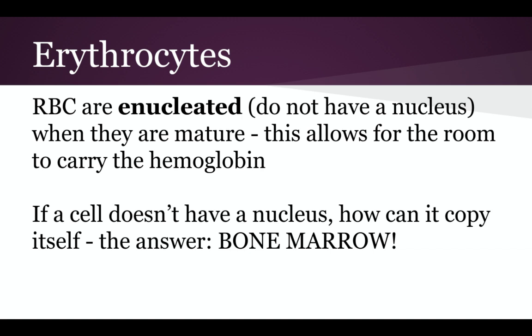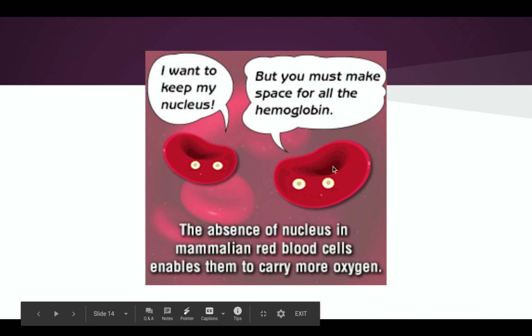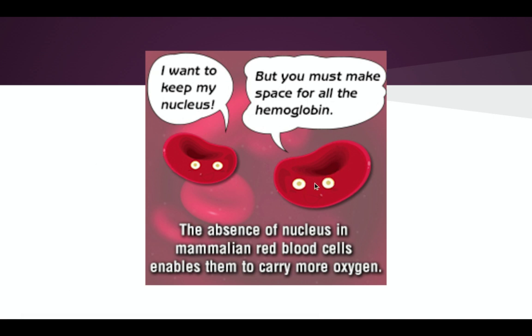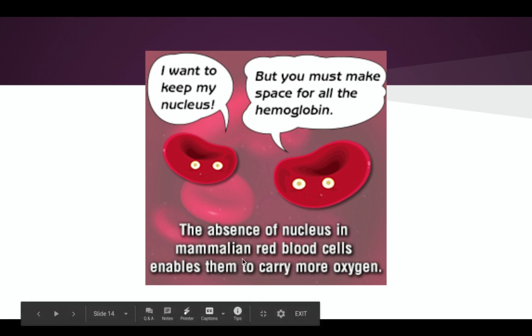If a cell doesn't have a nucleus, how can it copy itself? Again, the answer is it doesn't copy itself. It's made from the stem cells in the bone marrow. And so this shows that concave shape. Again, it's concave on the bottom too, just to allow the most surface area. So a little comic: I want to keep my nucleus, but you must make space for all the hemoglobin. So the absence of a nucleus in mammalian red blood cells enables them to carry more oxygen.